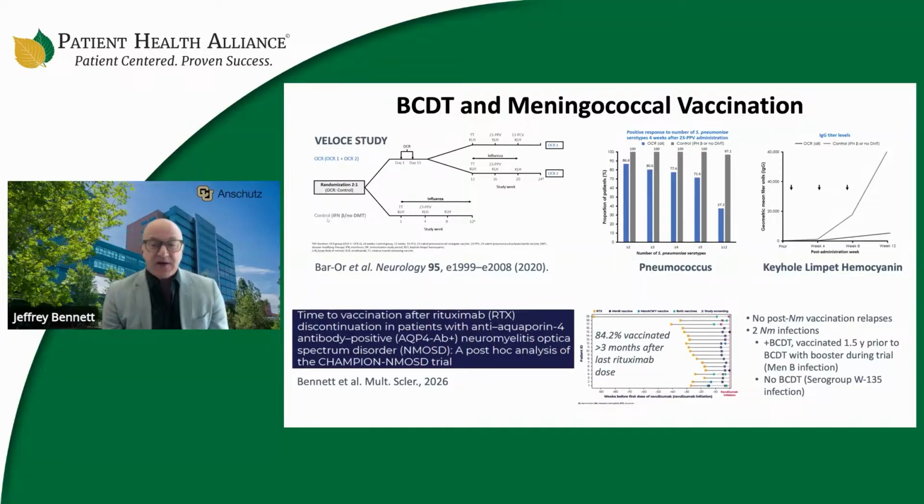One patient had a meningococcal B vaccination, and that was 1.5 years after initiating therapy, and this vaccination was administered just before she developed the meningococcal B infection that she had, suggesting perhaps that delayed vaccination was the main culprit, not her prior rituximab therapy.